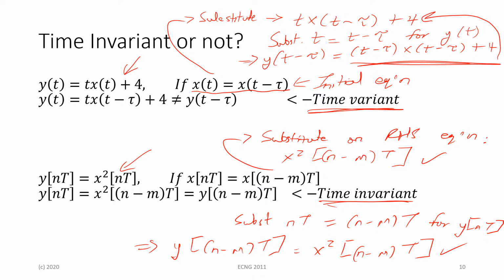Step 2 is to transform all the t variables in the entire equation to t minus tau. Once you get the resultant equation, your final step is to compare the results of step 1 and step 2. If they are equivalent, the system relating y of t and x of t is time invariant. If they do not match, it is time variant, sorry.